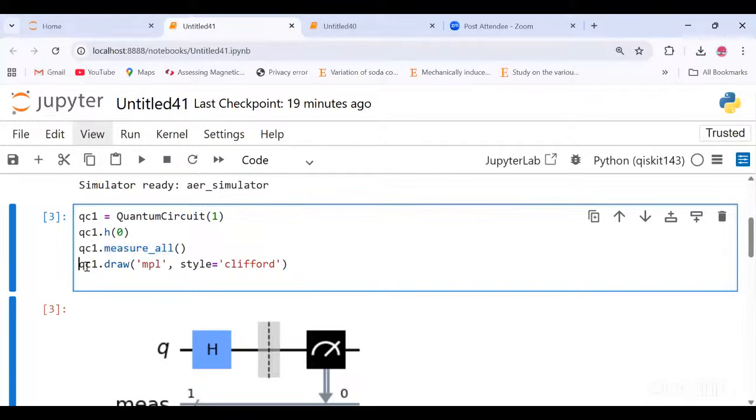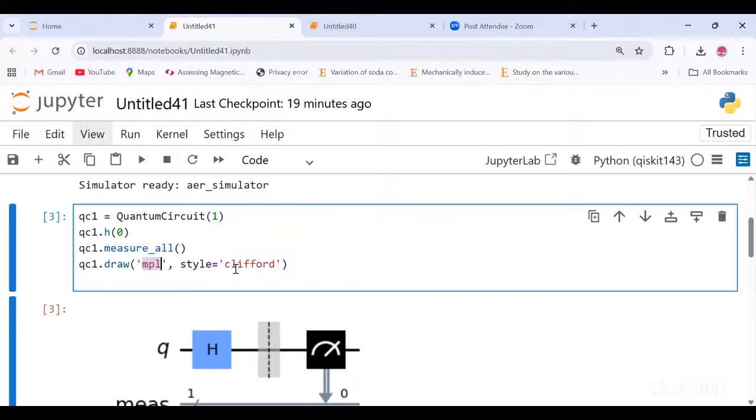And then either you can revert the things, draw, you can write first, or measure all, like that. Then this MPL library I was talking about, they are going to change it in one or two months. So this warning is coming in my Jupyter notebook.